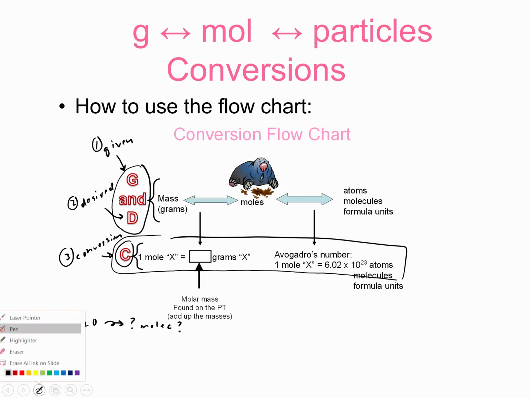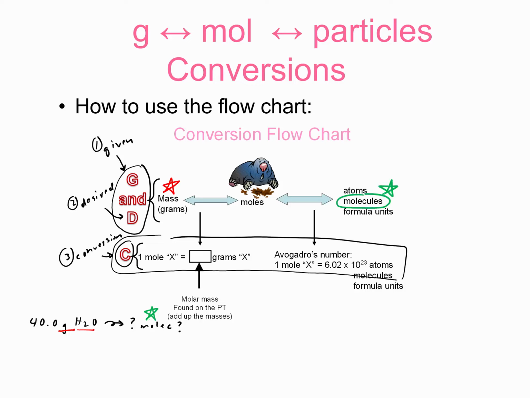So your given unit is grams, and this is important too: you have to write the substance. So you're actually starting right here. You're given mass. That's where you're starting. And the question is asking about how many molecules that is. So you have to try to convert it to number of molecules, starting with grams.